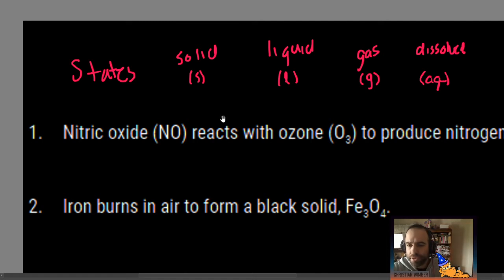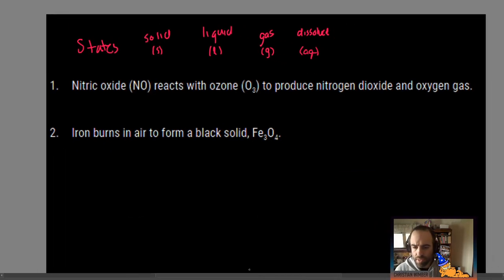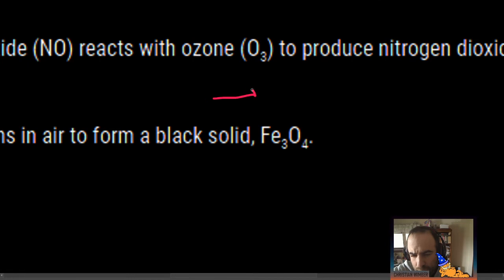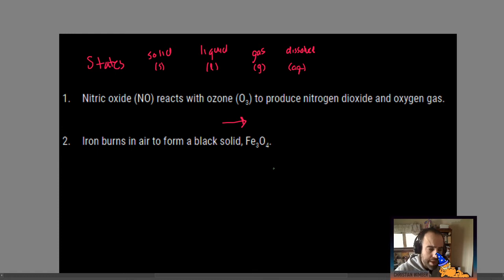So let's look at this reaction right here and see if we can tell what's going on. Nitric oxide reacts with ozone to produce nitrogen dioxide and oxygen gas. These reactions always work the same way: we're going to have some arrow, and on one side of the arrow we are going to draw our reactants, and on the other side, we're going to do our products. And it's laid out pretty nicely here. Some of the reactions will be a little bit more tricky, but these two are laid out fairly nicely.